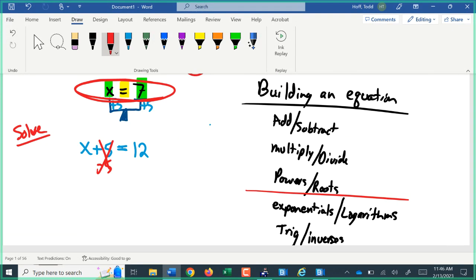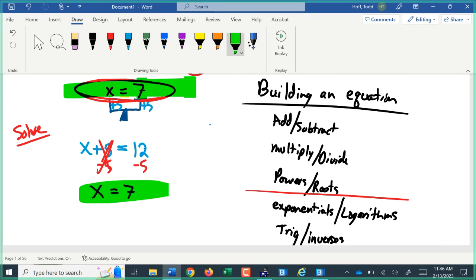But now again, that scale is going to tip. If we take 5 off of one side, that side gets lighter. So we have to take 5 off of the other side to keep them balanced out. So on the left side, we've removed the 5, so that's just x. On the right side, 12 minus 5 is 7. And we see that is what we started with. x equals 7. We have it down to that variable equals a number form.